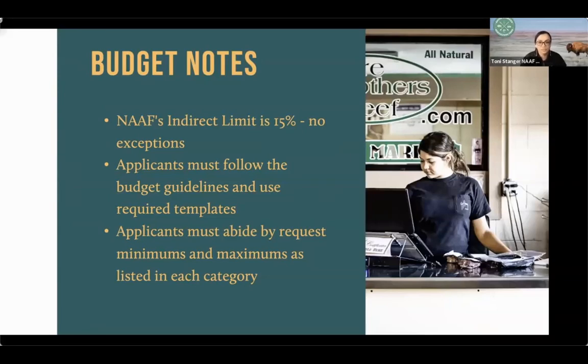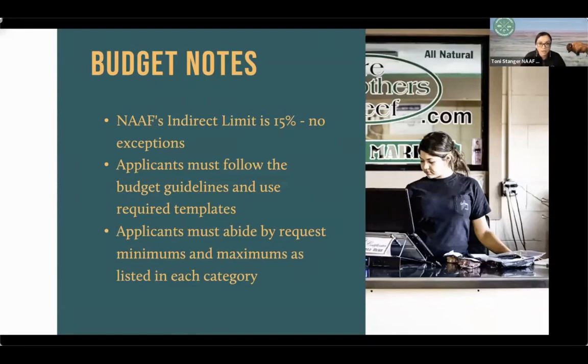And again, this will be the same template that we hope to use in other years. We evaluate every part of our application. Every year we went through and we made our budget template even easier this year. So use that template. If you don't, that could kick your application out from getting approved.